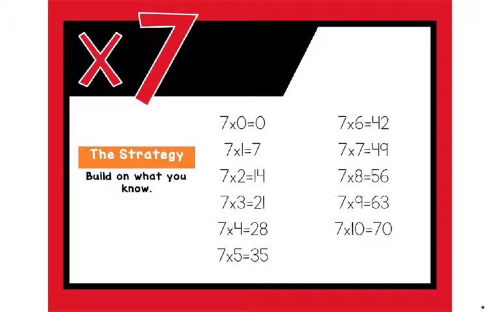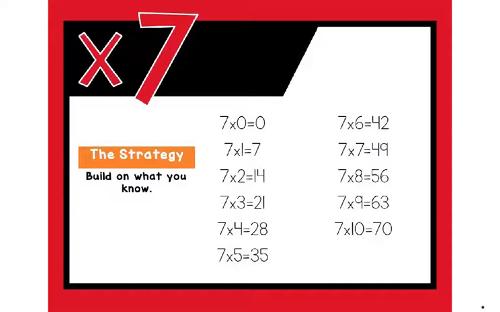Today, you will learn about multiplication facts. But first, let's review some key words. Factor. A factor is the number being multiplied. So when 7 times 5 equals 35, 7 and 5 are the factors.